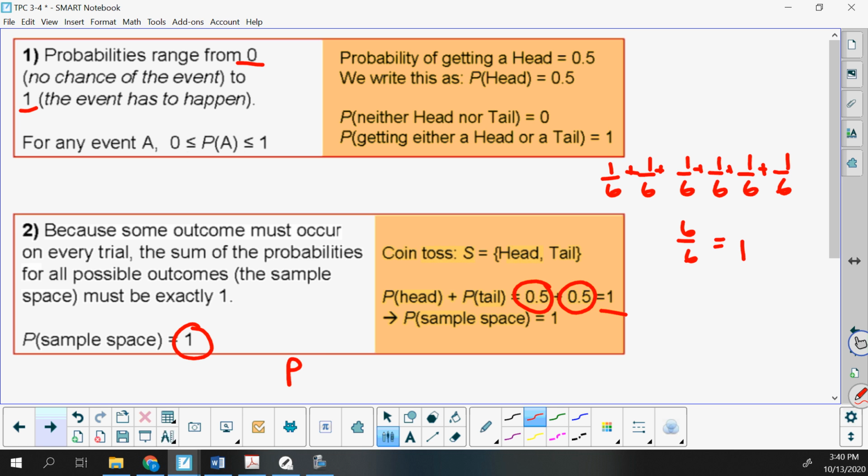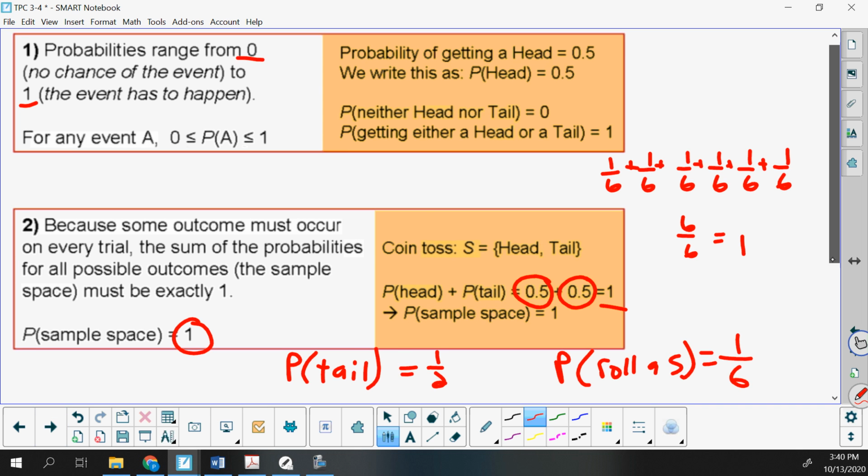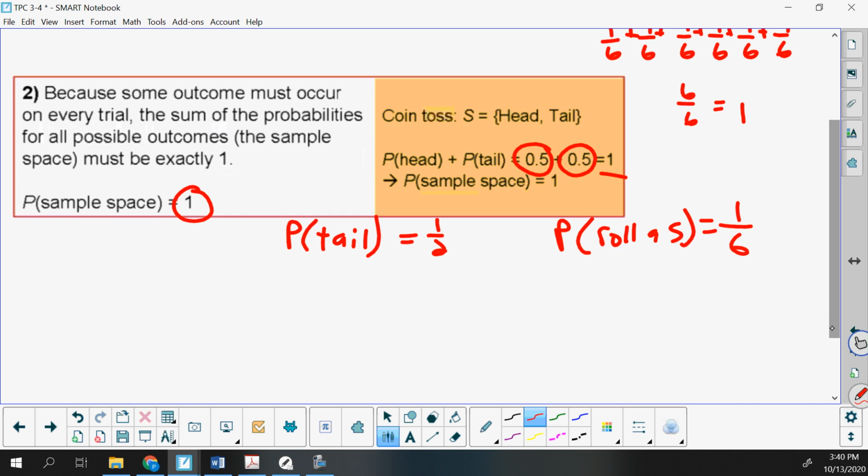If you had P and then tail, that would be saying what's the probability of flipping and getting a tail. So we would say 1/2. Or if I said P and I said roll a 5, well that probability would be 1/6, because when you roll a die, there's only one way to get a 5 out of the 6 possible outcomes. So that capital P is just a notation that means probability.